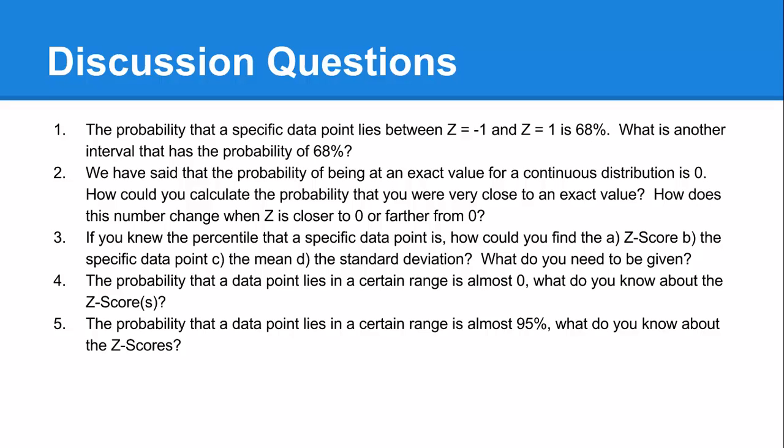The probability that a data point lies in a certain range is almost 0. What do you know about the Z-scores? They're very close together. The probability that a data point lies in a certain range is almost 95. What do you know about the Z-scores? They're about 4 apart, give or take a little bit. So 4 apart is 95%, give or take a little bit.